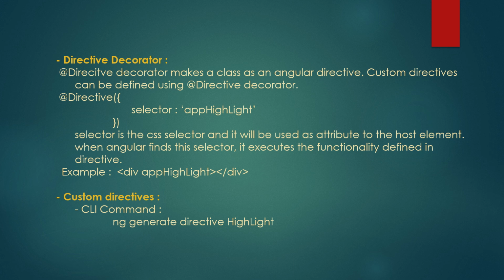For example, appHighlight is a directive, and it is used as an attribute on a div tag. Now the div element is the host element. Whatever logic is written in appHighlight will be executed on this host element div. If you want to create custom directives, you should use the ng generate directive CLI command. You have to use ng generate directive, then give the directive name.